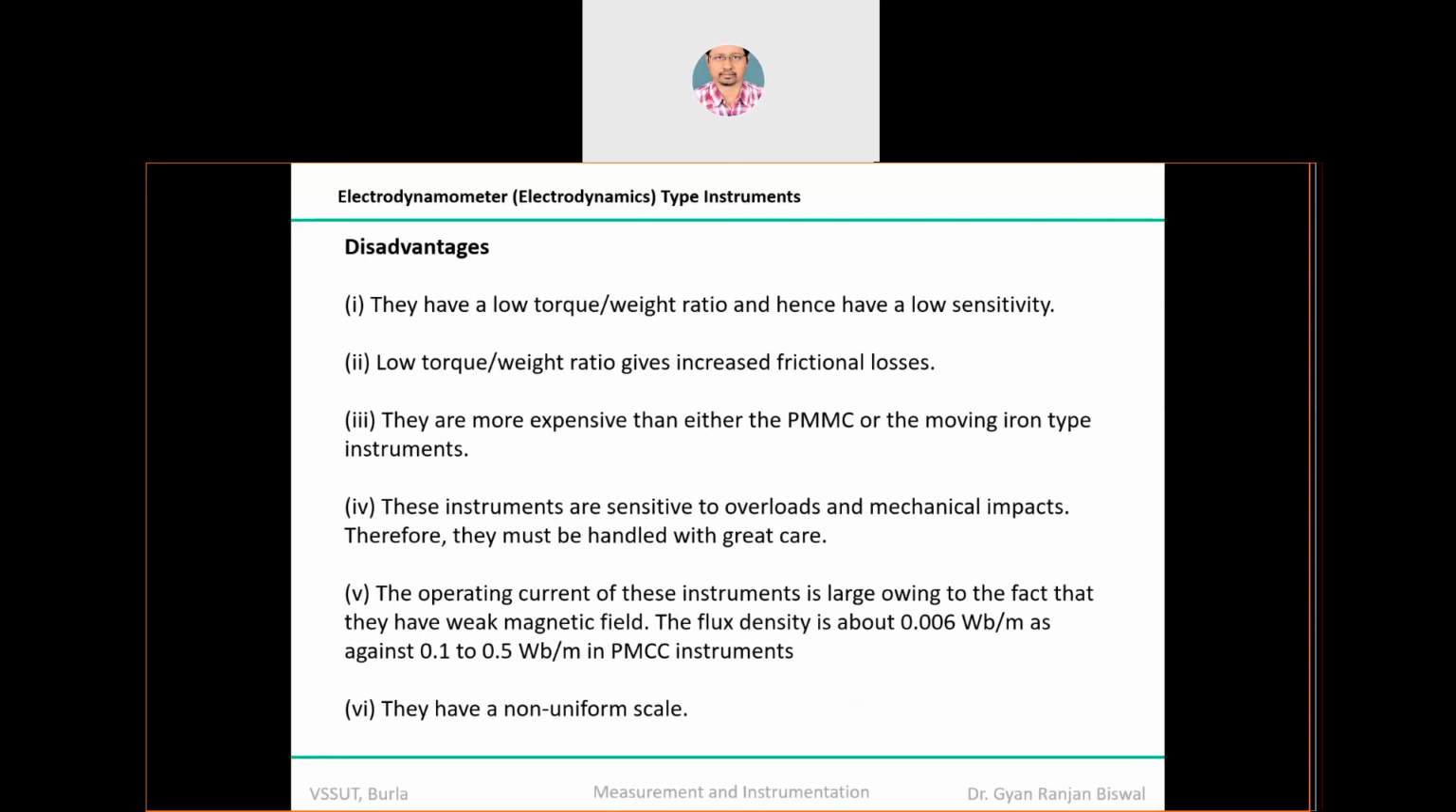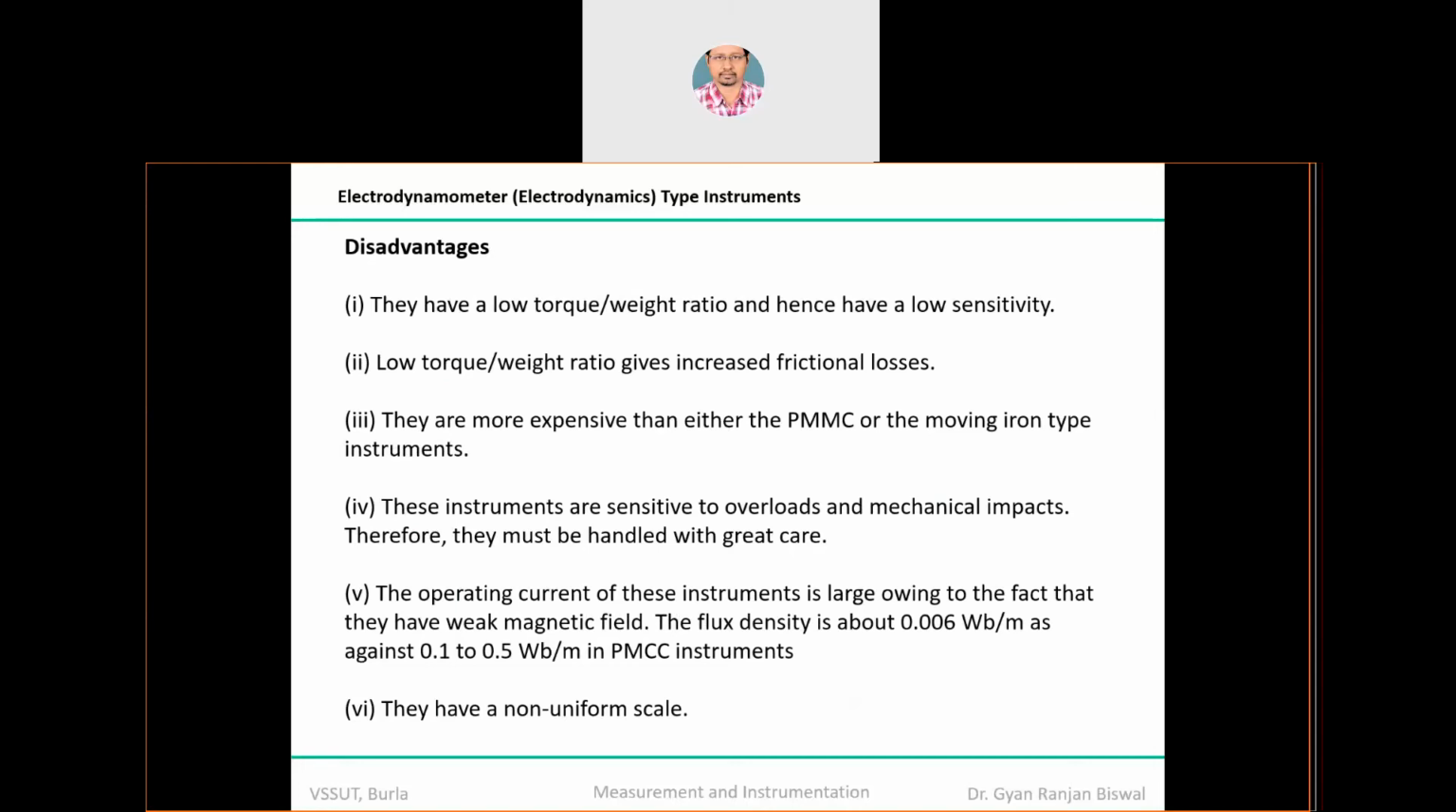If it is a low torque to weight ratio, then what will be the disadvantage? Whenever the pointer moves, it will get the friction error. Okay, because the friction is increasing. If the torque to weight ratio is very high, then the friction is less. Remember it. So that is one of the reasons.